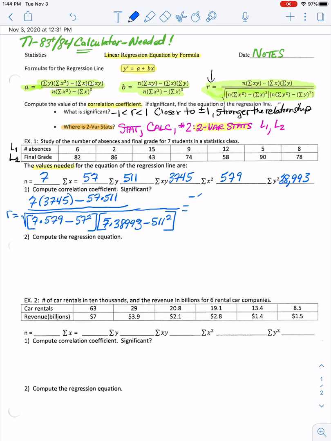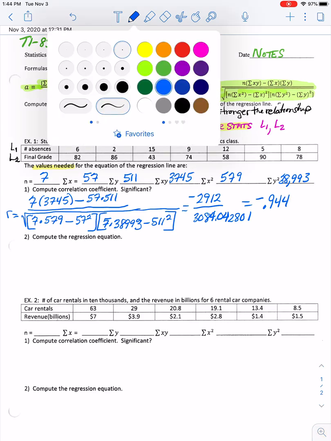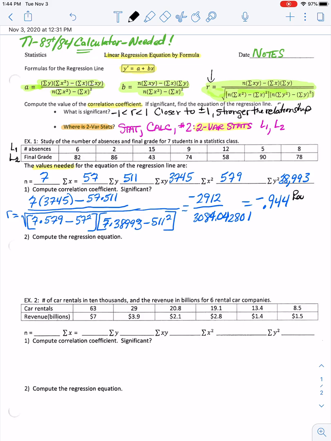When you type in your calculator, the top is negative 2912 and the bottom is 3084.04, and I'm just going to give you a bunch of decimals to make sure it looks right. Again, if you want to stop the video and try this to see what you get, go for it. The final answer I get on this one is negative 0.944. We usually say on this kind of problem, we're going to round to 3 decimal places.